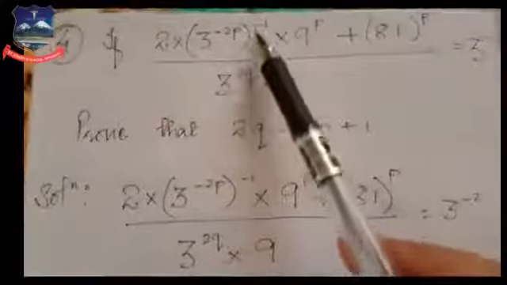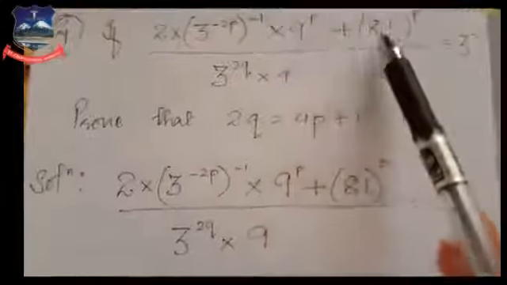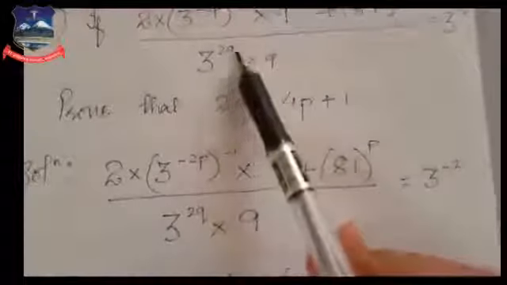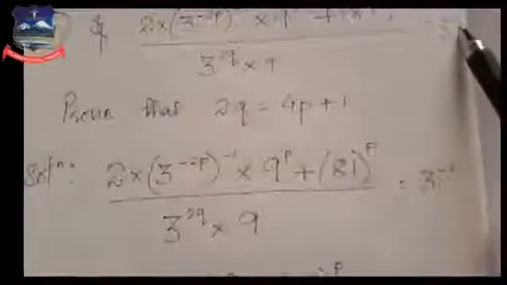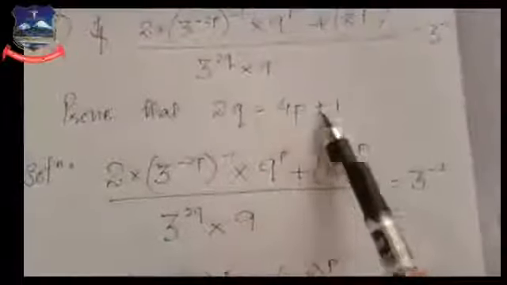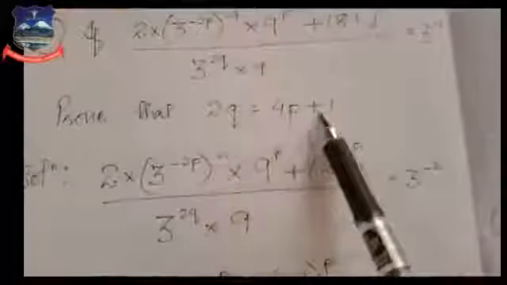Now we will do the next question. If (2 into 3 to the power minus 2p) whole to the power minus 1 into (9 to the power p plus 81 to the power p) whole divided by 3 to the power 2q into 9 is equal to 3 to the power minus 2, prove that 2q is equal to 4p plus 1. Now you have to solve this question and you have to prove this: 2q is equal to 4p plus 1.